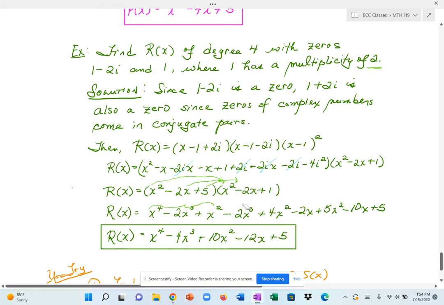There are several like terms in this second to last line. So when you combine the like terms, you get x to the 4th minus 4x to the 3rd plus 10x to the second minus 12x plus 5. And so that's what we were asked to do, to find what r of x is. And so here it is.